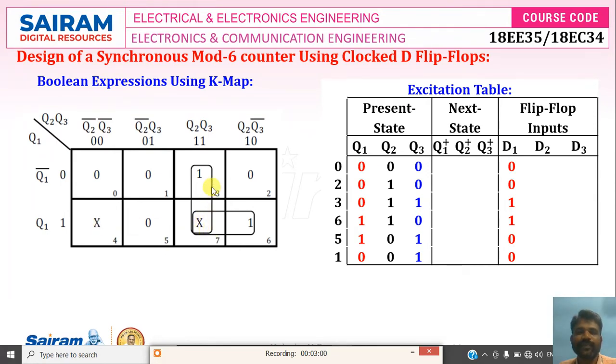So here to cover these two ones, two pairs are possible. One is 3 and 7, another one is 6 and 7. So for this the product term is Q2 Q3 and for this the product term is Q1 Q2, and common from these two is Q2. So the expression is Q2 Q3 plus Q1 Q2.